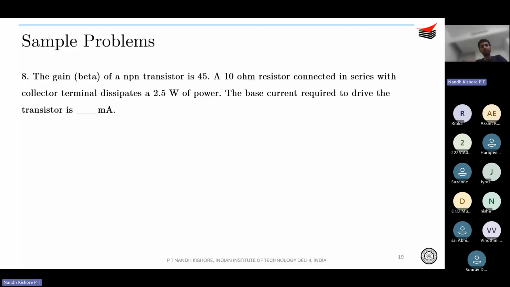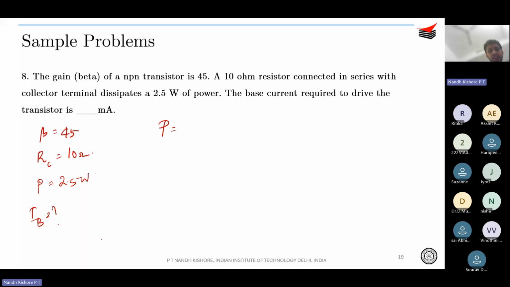So the gain of an NPN transistor is 45. A 10 ohm resistor connected in series with the collector terminal dissipates 2.5 watts of power. Okay. So the base current required to drive the transistor is dash. So we are going into the loss part, that is beta is given as 45, RC is 10 ohms, and he tells that through this resistor a power of 2.5 watt is getting dissipated. What is IB?